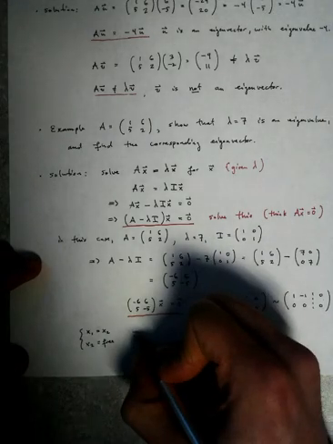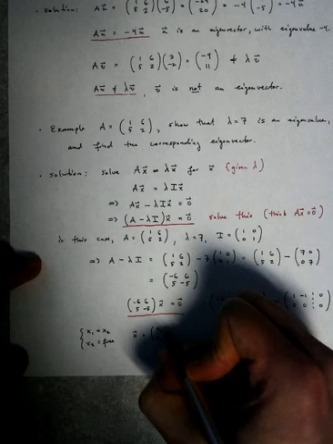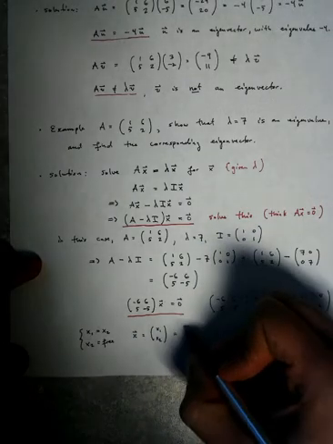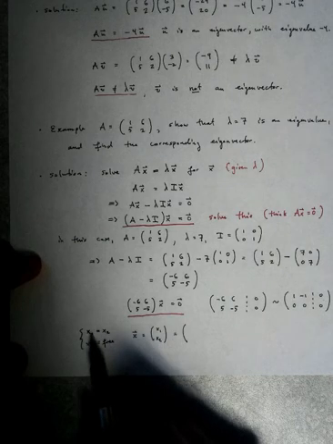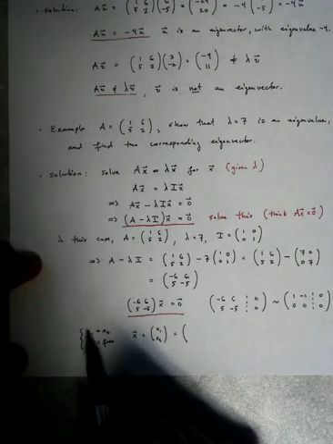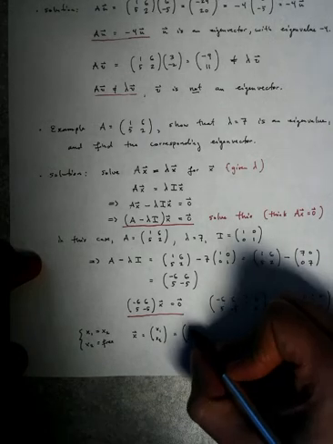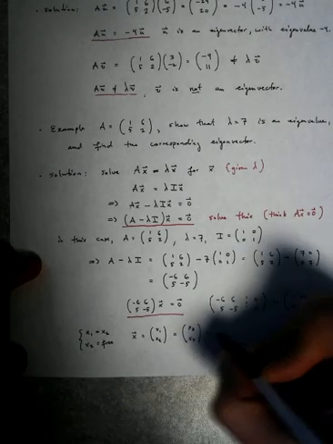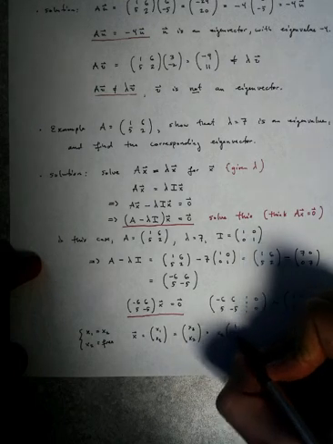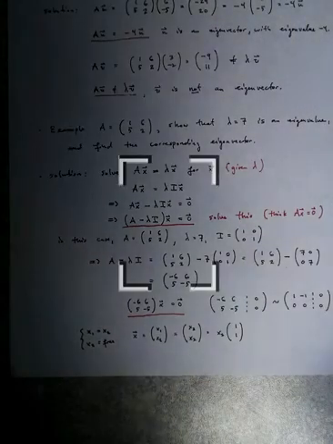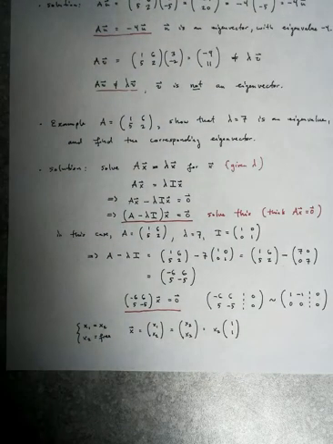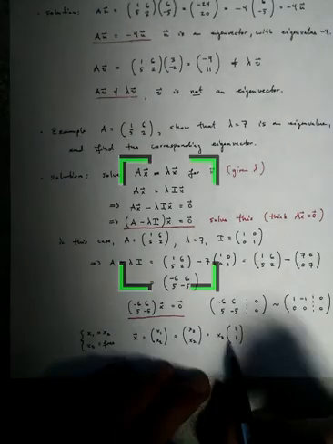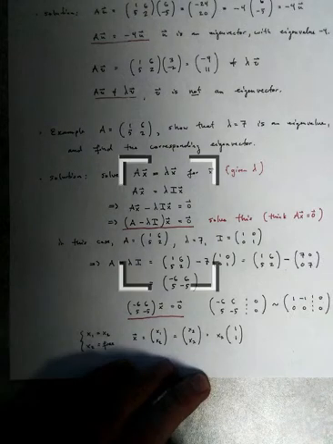So x is equal to [x1, x2]. I'm going to write everything in terms of my free variable. This says that I can replace x1 by x2. So this is [x2, x2], and then I'll factor out x2: x2 times [1, 1]. So this vector is my eigenvector.